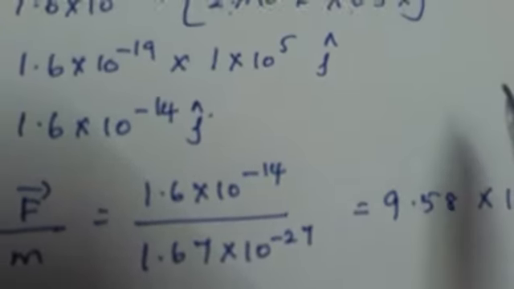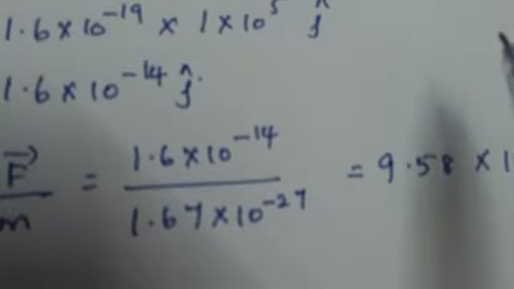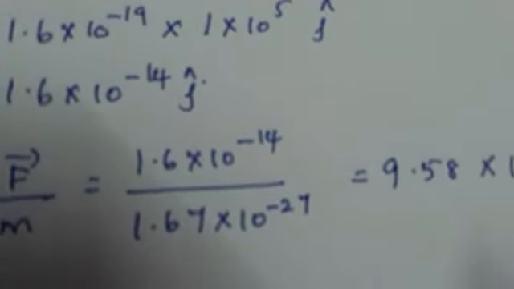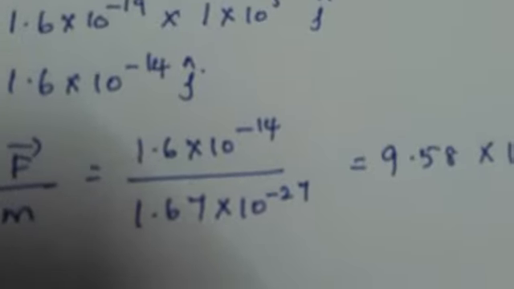Therefore, the path of the particle is not a circle. It is a helix. So we can come to the conclusion that the trajectory is a helix.